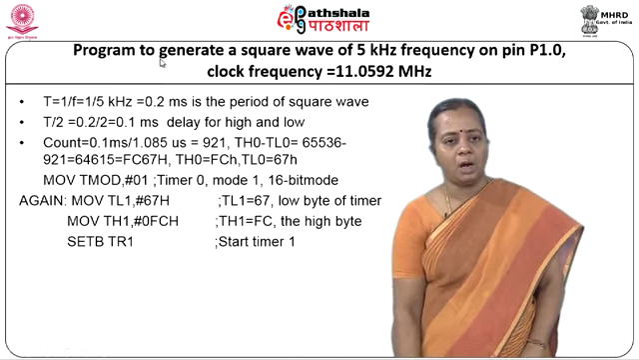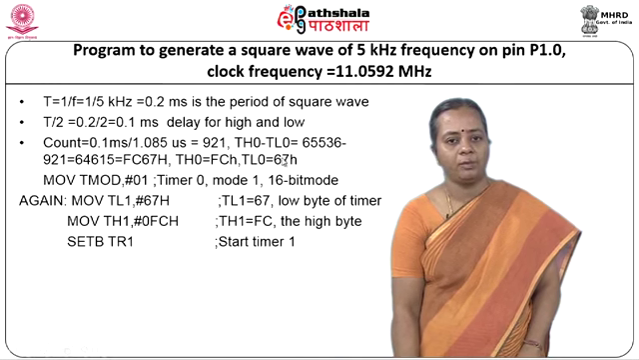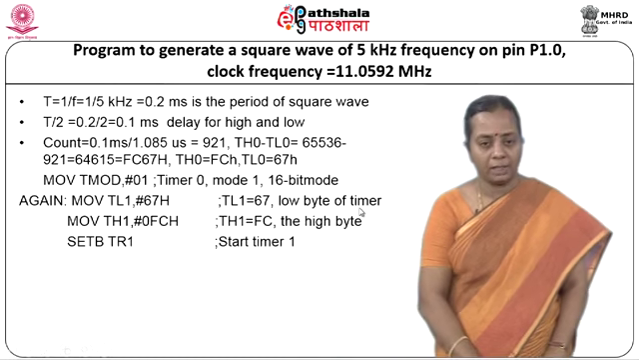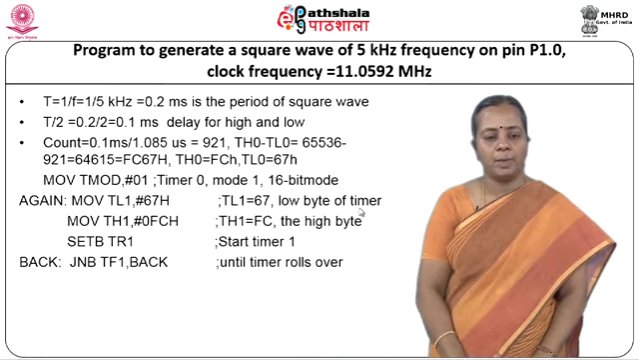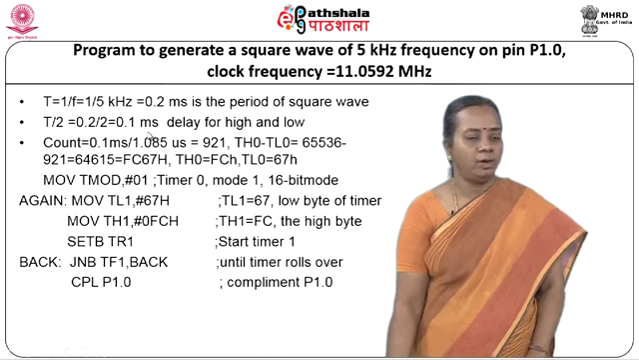Now 0.1 millisecond divided by 1.085 microsecond is 92. So I have to set 65536 minus 92, which is equal to this value. Now I am setting these two values. Based on that, I will be in a position to set up the timer to make a delay of 0.1 millisecond.